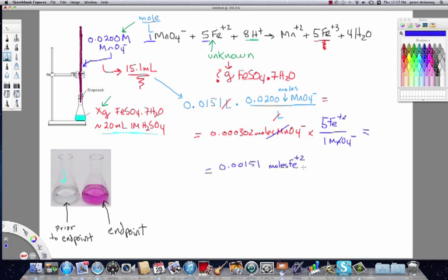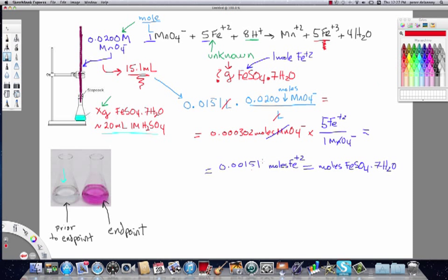Now, here's a connection that sometimes students have a hard time with. You need to realize that once we found the moles of Fe²⁺, we also found moles of iron sulfate heptahydrate, because in this formula, all right, for every mole of FeSO4·7H2O, there's 1 mole of Fe²⁺. It's a 1-to-1 molar ratio. So right at this point, we've actually found the moles of FeSO4·7H2O.